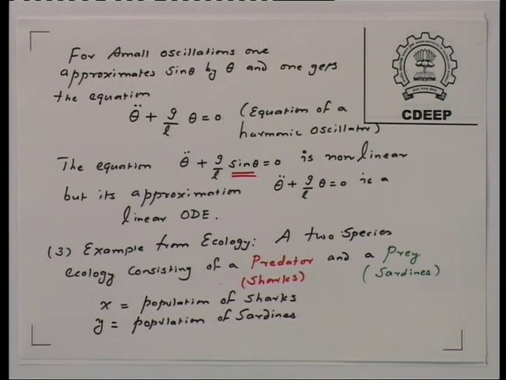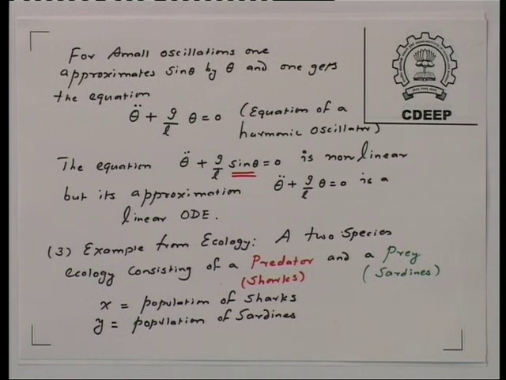This time we are taking an example from biology or ecology. Let us look at a two species ecology. There are various two species ecologies we can think of, but let us look at a very special case. After all, we are only looking at examples just to illustrate why differential equations are important, where do they come from. We are still at that subject.